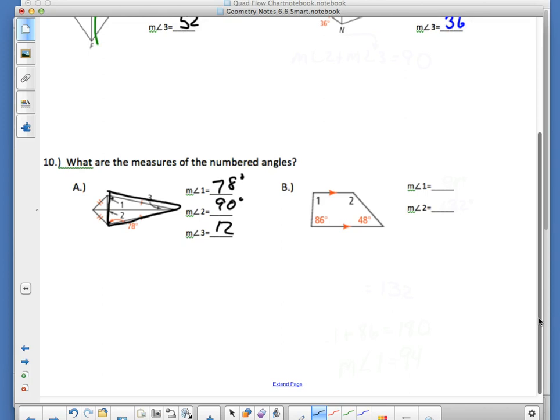The next thing is knowing that 1 and 86 are supplementary. Okay, so angle 1 should be 94 degrees. And knowing that 2 and 48 are also supplementary, that should be 132 degrees. Are there any follow-up questions regarding those?